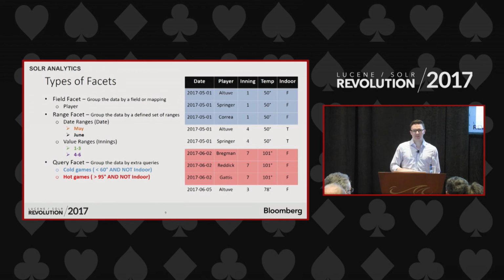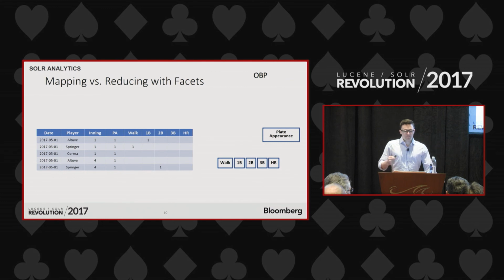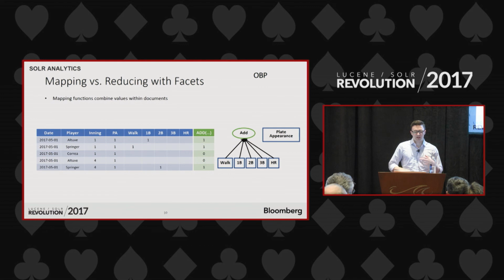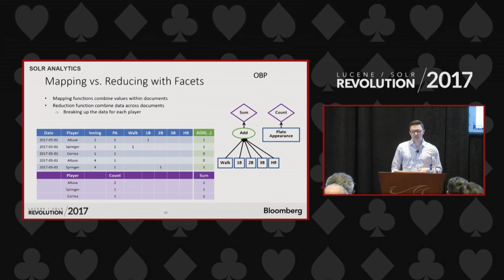So how does the mapping and reduction work when we introduce facets? Mapping, as you can imagine, really isn't affected, since mapping is done on a per document basis, the facets don't matter, and so we can just map them for each document. However, reduction is affected because instead of needing to reduce all the data down into one value, we need to reduce the data down into one value per facet. So we're using a field facet on player, so we need to have one reduction for each player.